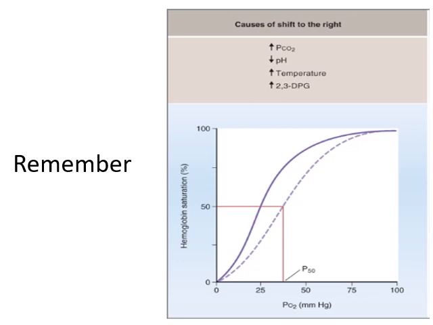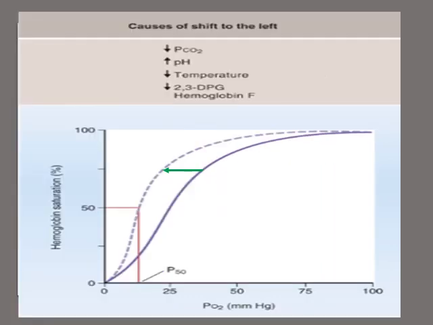Now we will discuss the causes of shift to the left in the oxygen-hemoglobin dissociation curve. Before discussing the causes, we should know what it means to say shift to the left in the oxygen-hemoglobin dissociation curve. It means that at any partial pressure of oxygen, hemoglobin will be more saturated, so less oxygen will be given to the tissue. That's to say, the affinity of hemoglobin for oxygen is increased.